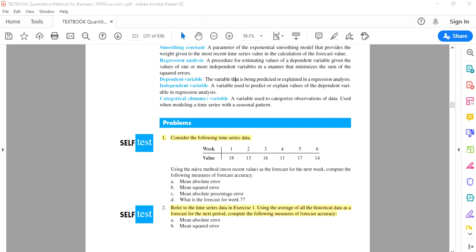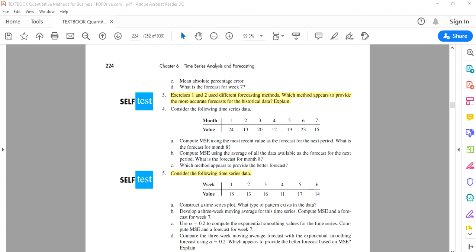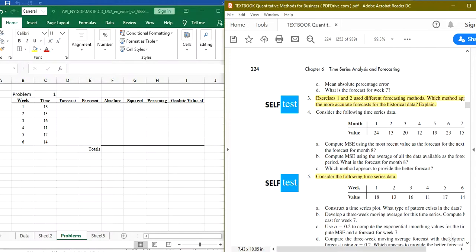In this tutorial video we'll solve the selected problems of chapter 6 related to lecture 6a. The selected problems most relevant to our chapter are problems 1, 2, which are highlighted over here, 3 and 5. I'll go over them and solve them for you in this tutorial.